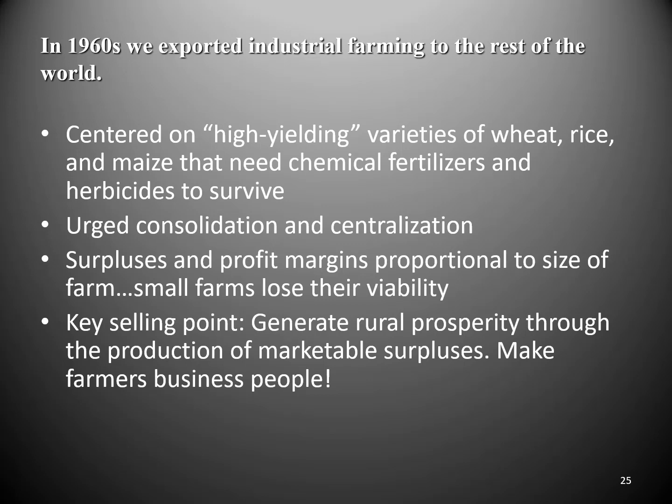They also urged farmers in these other regions of the world where they exported the Green Revolution to consolidate, to get big, to centralize so that they can produce more, make more profits, create more economic development, and that will trickle down and benefit the country as a whole. So the theory goes. Surpluses and profit margins were proportional to the size of the farm. So the bigger the farm, the more viable. Those that consolidated did okay. This means that the majority of farmers, the small farmers, lost their viability.